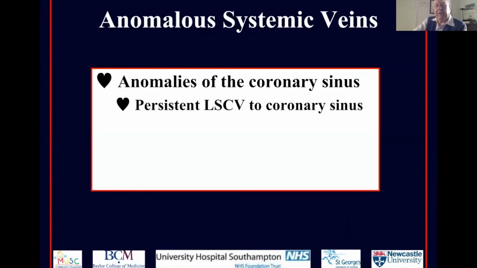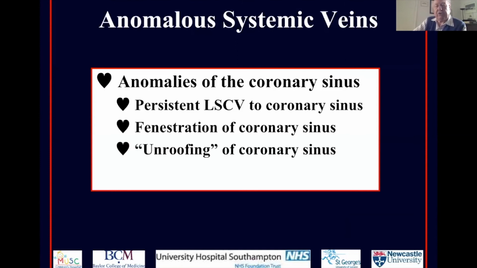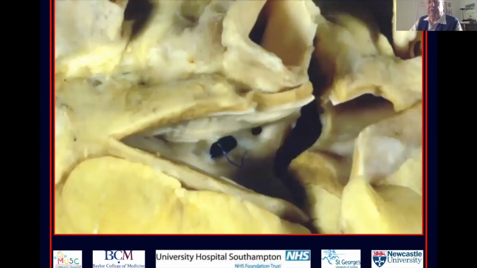But let me return for just a moment to anomalies of the coronary sinus. Persistent left superior caval vein is part and parcel of this, but that permits us to understand what can go on with fenestration and then with unroofing of the coronary sinus. And then I'll show you the levoatrial cardinal vein. So this is the start of unroofing of the coronary sinus.